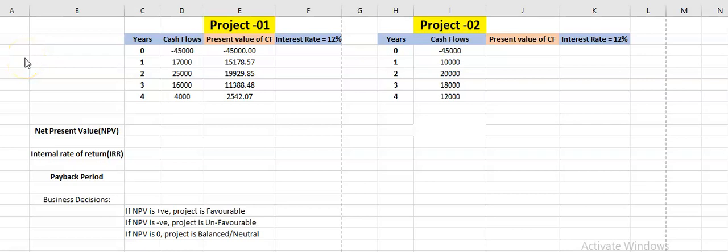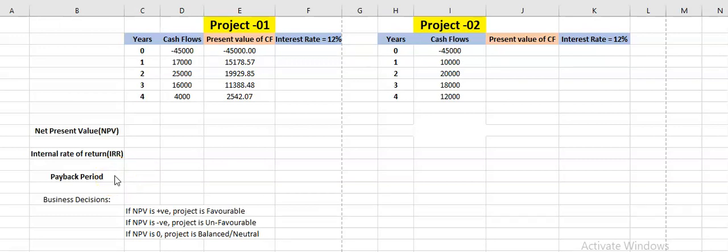Today in this video we will discuss how to calculate net present value, internal rate of return and payback period in Excel. It's very easy to calculate all three calculations in Excel. The purpose of calculating all three, NPV, IRR and PB, is to take business and financial decisions.